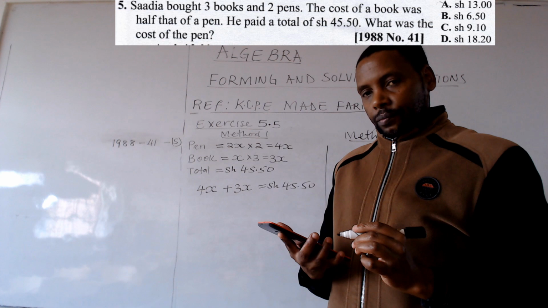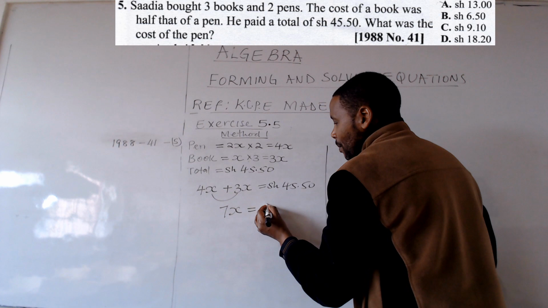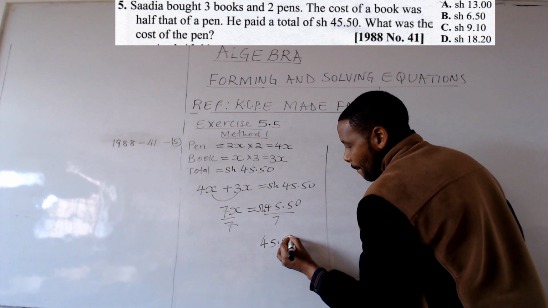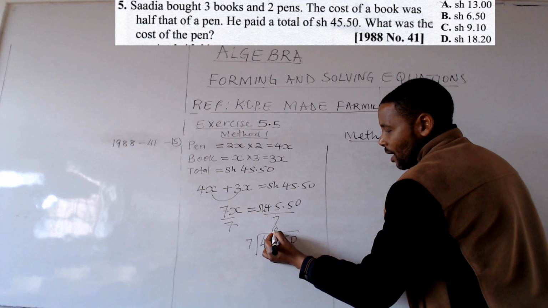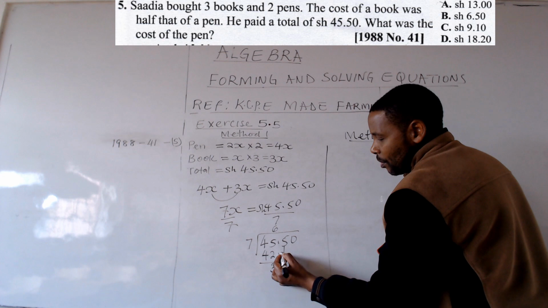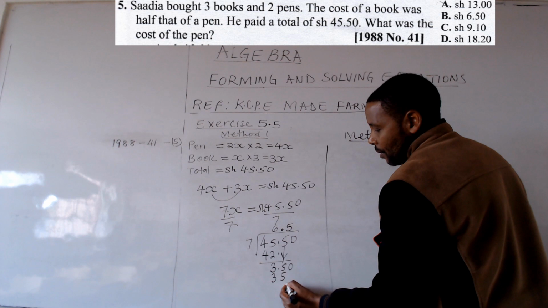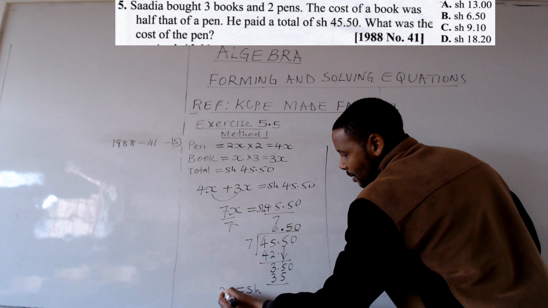So I put this together to become 7x. It's the same as 45 shillings and 50 cents. I divide by 7 to get the value of x. I'll use long division. 7 goes into 45, 6 times because of 42. We get 3, then we drop 5, and we put a point there because there's a point here. 7 goes into 35, 5 times because of 35. So we add a 0 there, we get x equals 6 shillings and 50 cents.